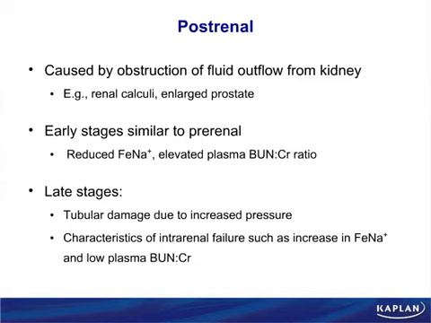Now, in the late stages, the increased pressures will actually lead to tubular damage. So you will get loss of epithelial cells, and then you'll have characteristics of intrinsic renal failure, meaning the FeNa will increase, and you will actually have a low BUN to creatinine ratio. And that is post-renal azotemia.